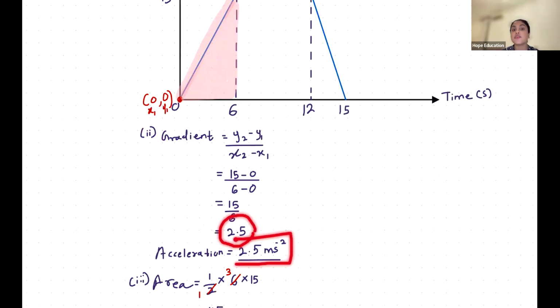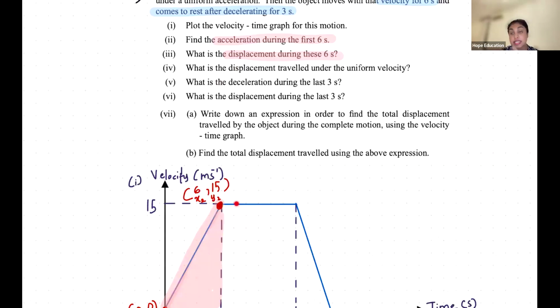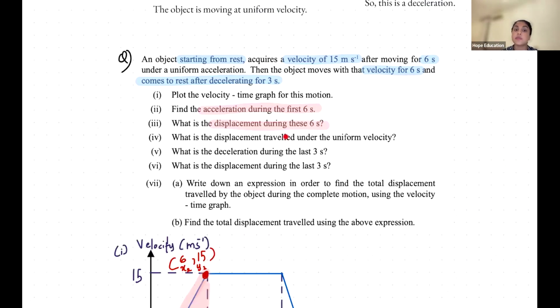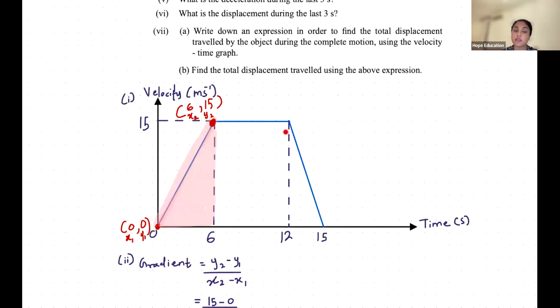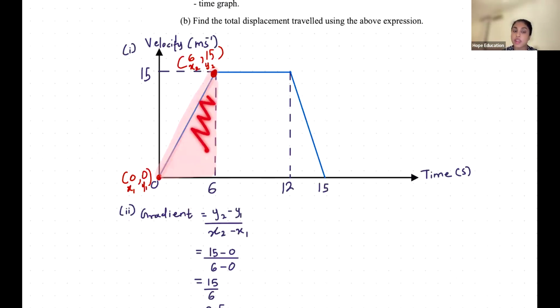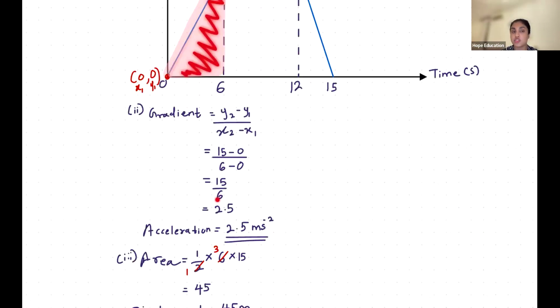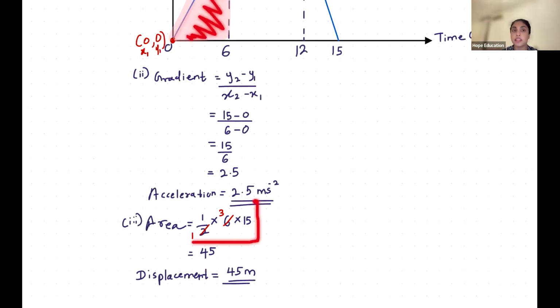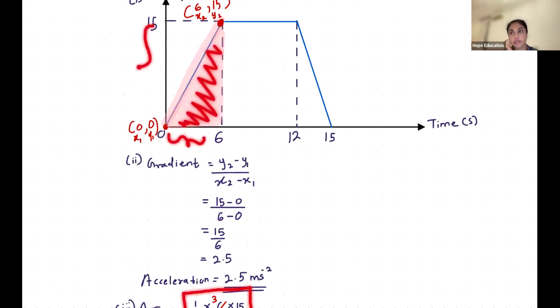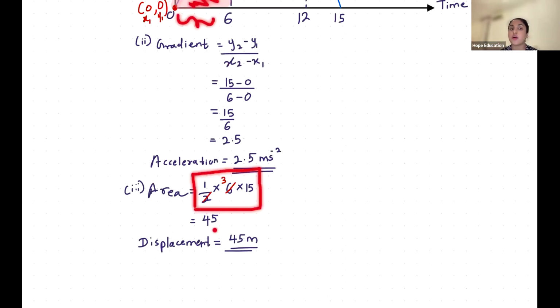Then the next question was finding the displacement during the first 6 seconds. So displacement is the area under the graph. Now this is a triangle, so half into base into perpendicular height. So base is 6, perpendicular height is 15. So it works out to 45. So the displacement is 45 meters.